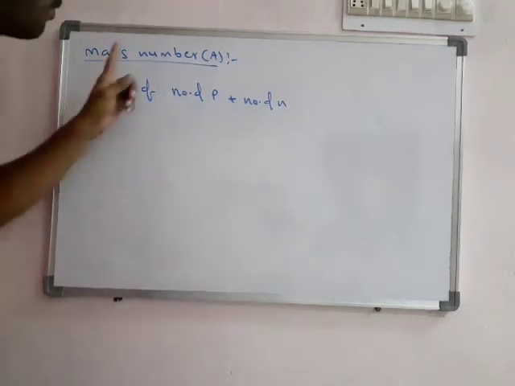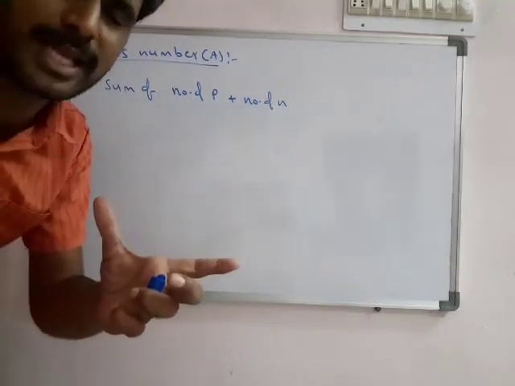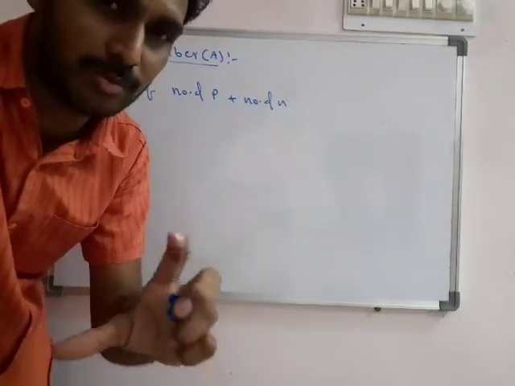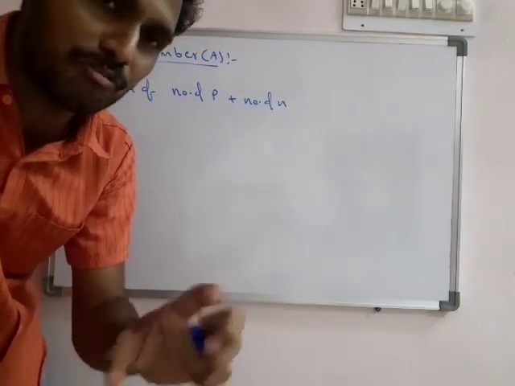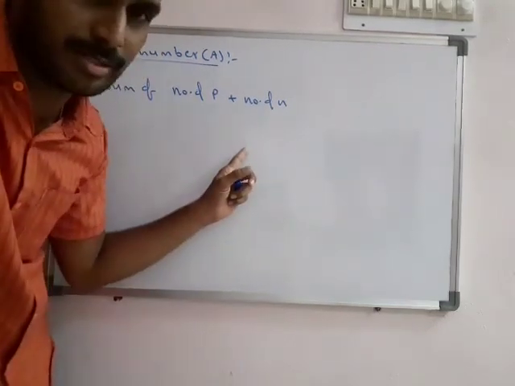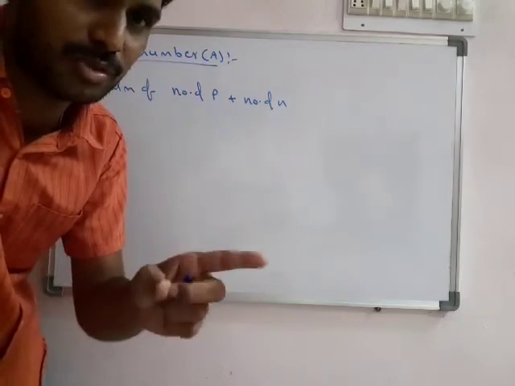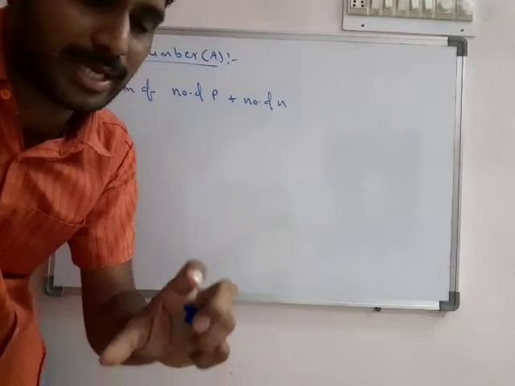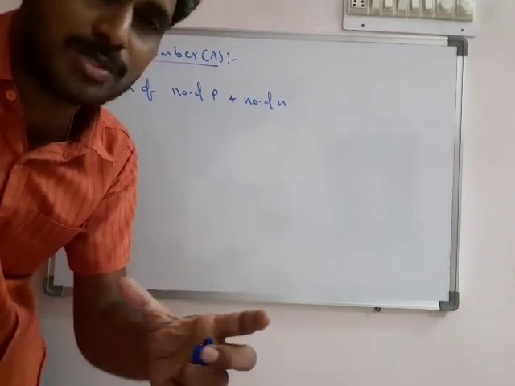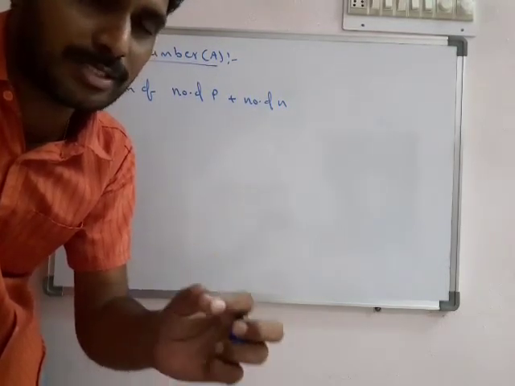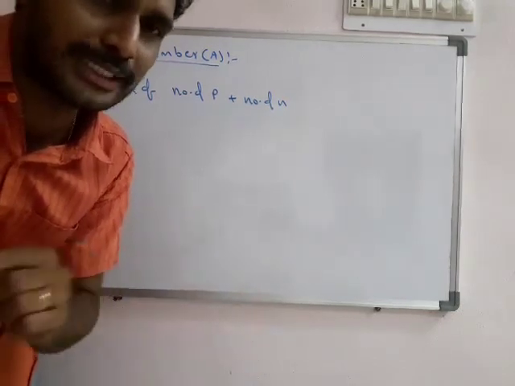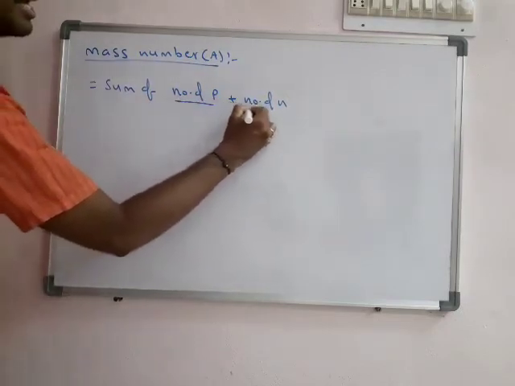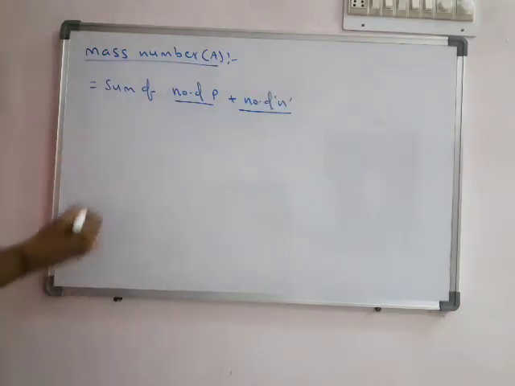Okay, when we calculate the mass number of an atom, we are totally neglecting the mass of electrons. We are adding the mass of protons and the mass of neutrons. We can't neglect the mass of neutrons and protons. Actually these two are responsible for the mass. The particles responsible for the mass of an atom are protons and neutrons. The mass of electrons is negligible. So that's why the mass number is equal to the sum of the number of protons and the number of neutrons. That is called mass number.